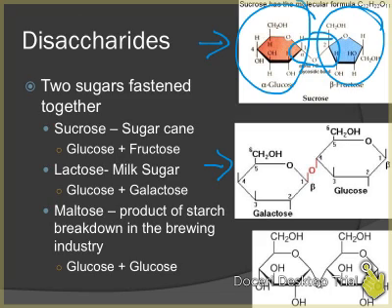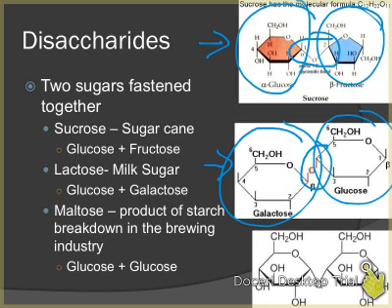Lactose, which is the middle one, is again glucose, which this time is written on the right, and it is being mixed with galactose, and this is actually what is found in milk or dairy products, and again, it is bonded in the middle by an oxygen. Maltose, which is the one on the bottom, is again a glucose, but this time it's a glucose plus a glucose molecule, and again, attached by an oxygen. Maltose is actually the product of starch breakdown in the brewing industry, so this is how we make a lot of our beers and other malt type beverages, which is why they're called malt type beverages.